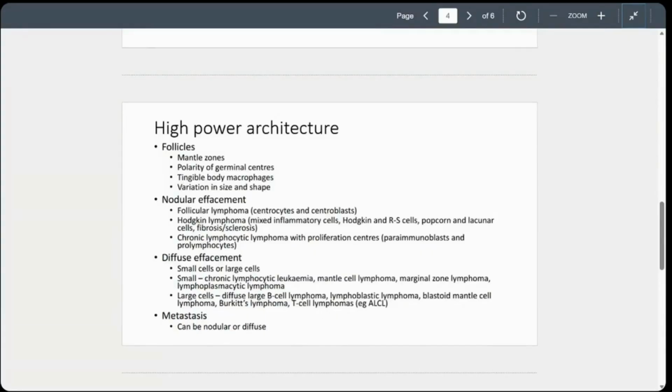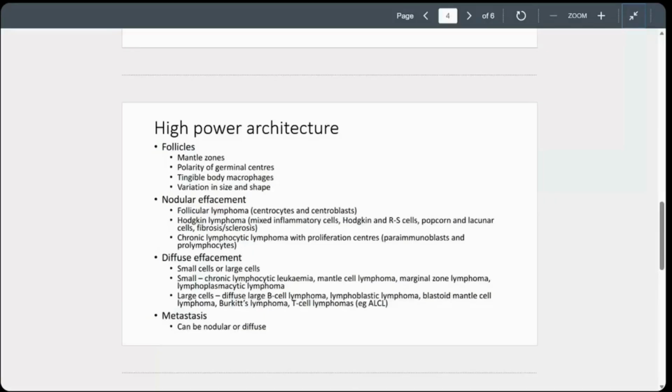So follicular lymphoma, if the follicles are really not very well defined, it can look slightly nodular rather than follicular. Obviously, nodular effacement you mainly see in Hodgkin lymphoma, so particularly nodular sclerosing and nodular lymphocyte predominant. And then you can also get a nodular type effacement with chronic lymphocytic lymphoma. In terms of the low-grade lymphomas, chronic lymphocytic lymphoma, a marginal zone can give a nodular appearance.